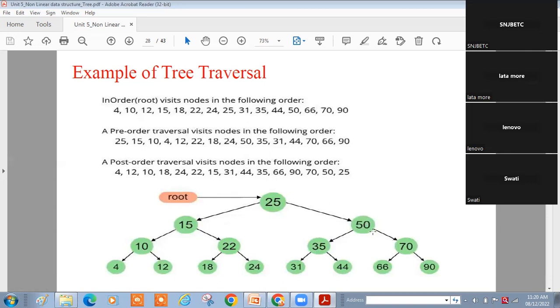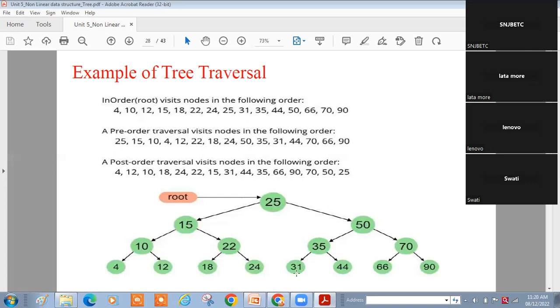So for right, what you can observe? Here is your root. So I have written 50 first. Then after writing this 50, I will go to left. So when I go to left, here you can observe this is 35. So 35 is the root. So I have to write down this 35 first. Then after root, I have to move to left.